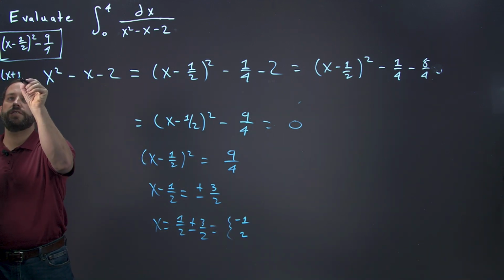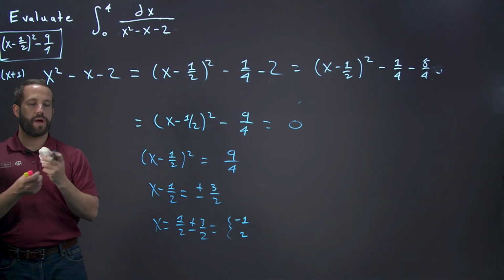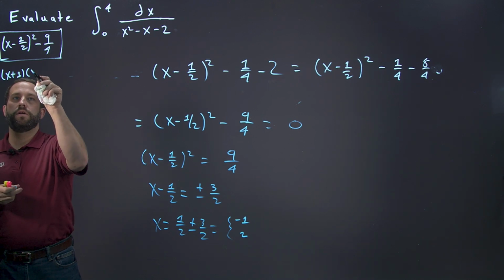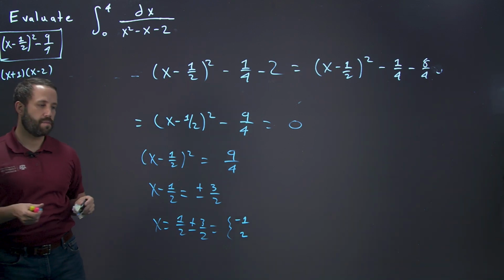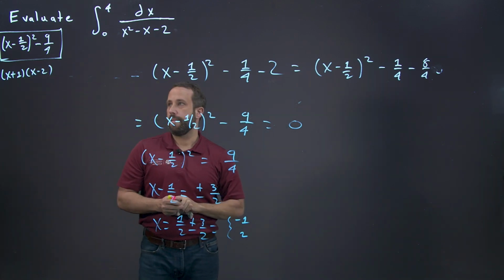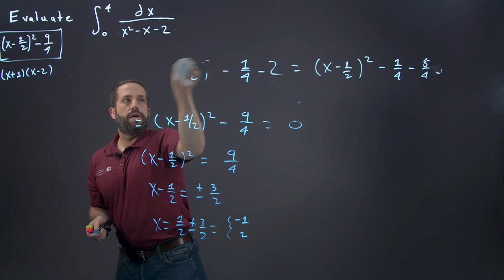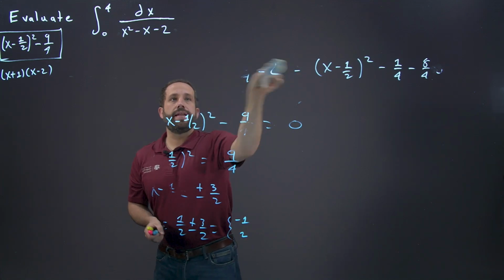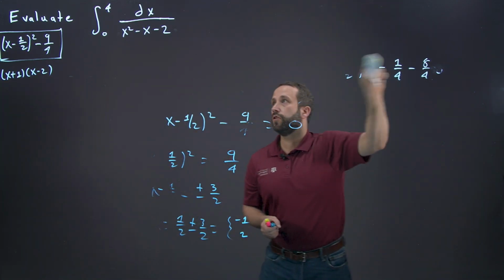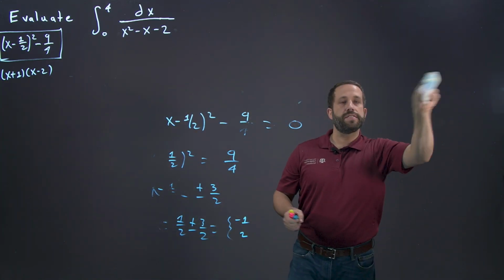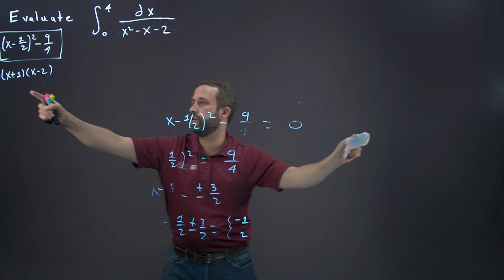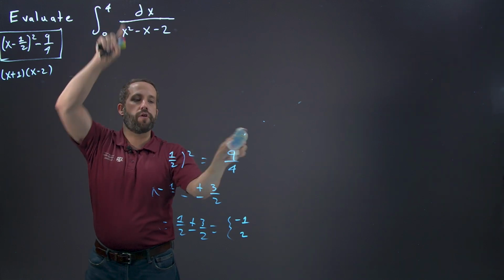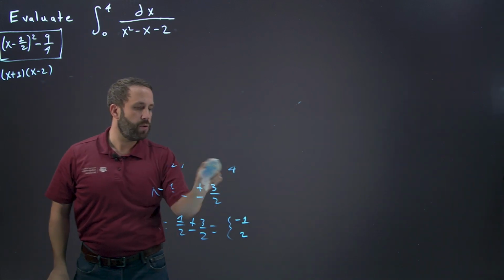I'm going to record that information here as well because I'm going to do this problem multiple ways. x plus 1 times x minus 2. Okay, so there we go. So now we do see that it is an improper integral because there is going to be a discontinuity when x is equal to 2 and when x is equal to minus 1. The minus 1 isn't a problem because we're integrating from 0 to 4, but the 2 is a problem.